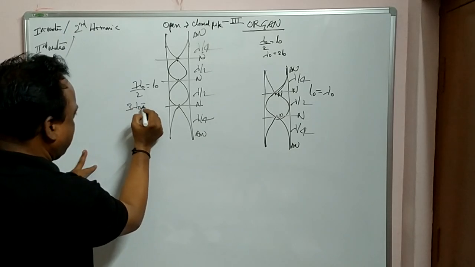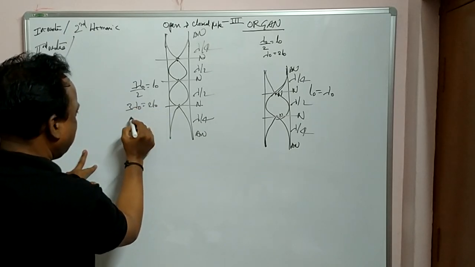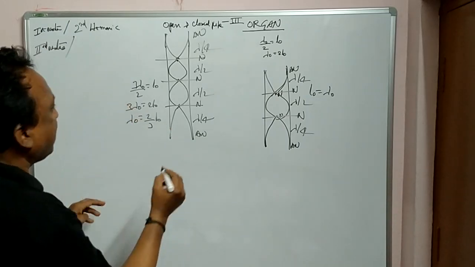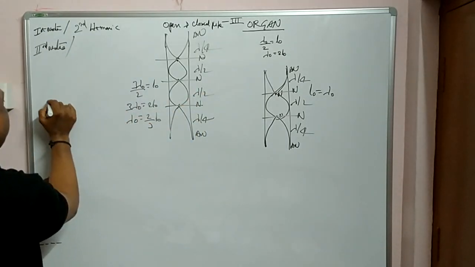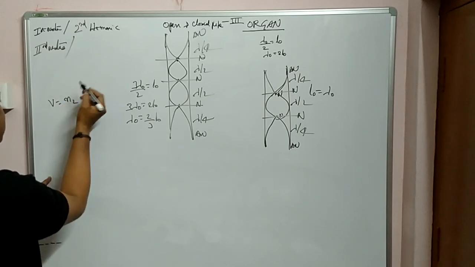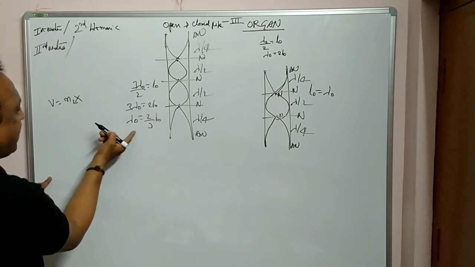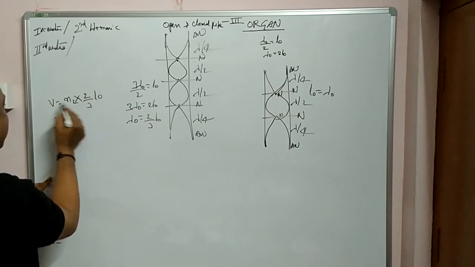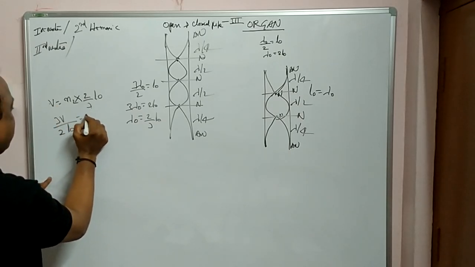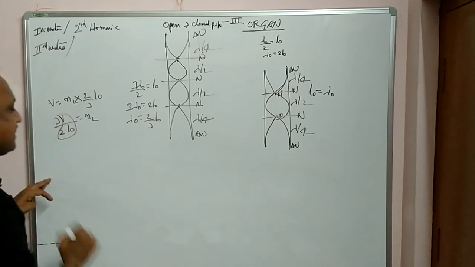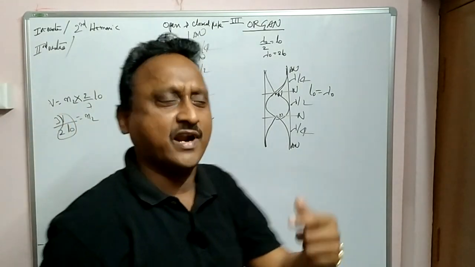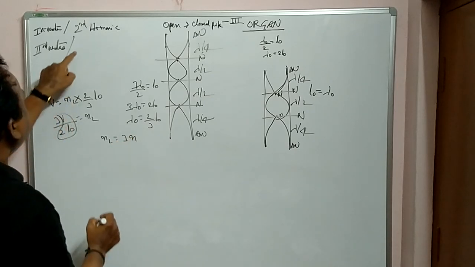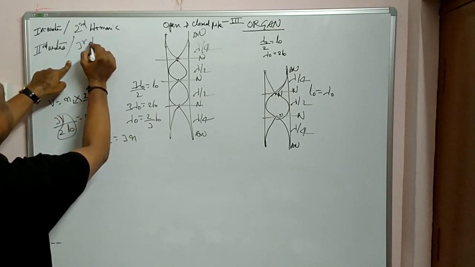From this, 3 lambda 2 is equal to 2 L0, or lambda 2 is equal to 2 by 3 L0. Substitute in the formula. I'll put V is equal to N2 for the third harmonic, N2 into lambda 2, which is 2 by 3 L0. Cross multiply: 3V by 2L0 is equal to N2. See, what is V by 2L0 again? Fundamental. So N2 is equal to 3 times. So this is the third harmonic.